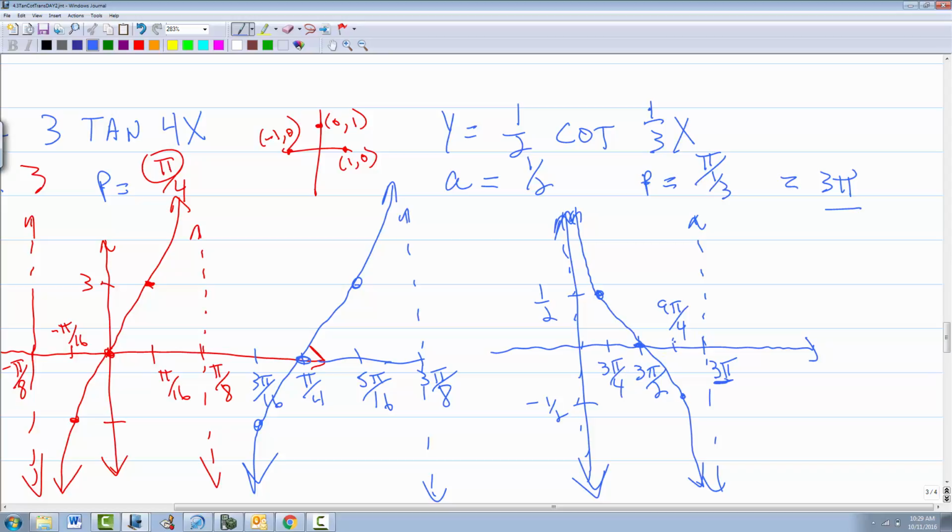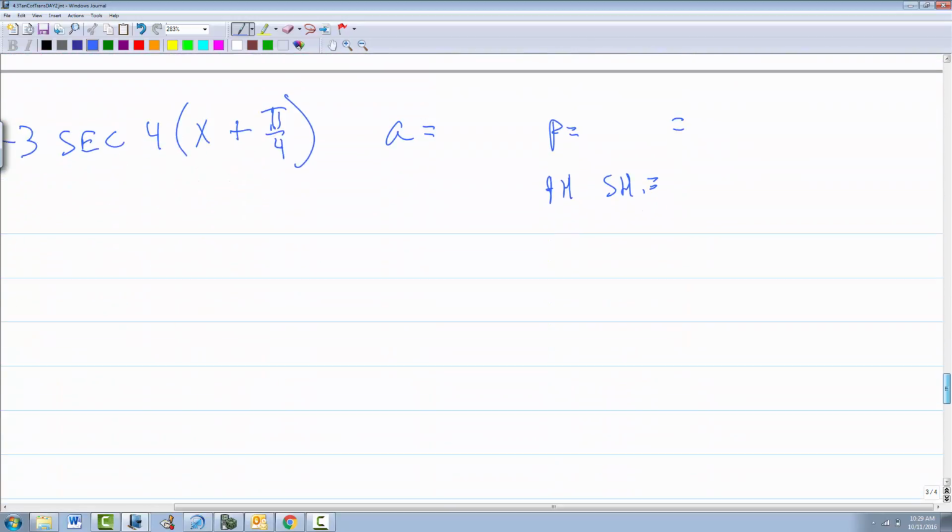3 pi over 4, 6 pi over 4, 9 pi over 4, 12 pi over 4. Ay, caramba. Do I want to go this way or just cut negatives over here? Cut negatives over here. That's 2 periods. I'm not going to do it. Hey, why is he doing this one?